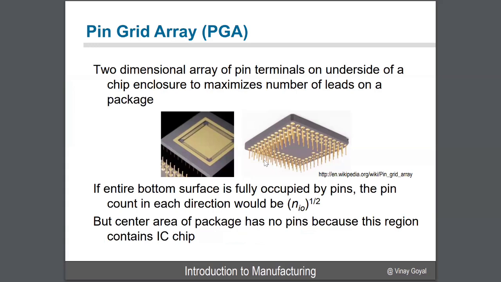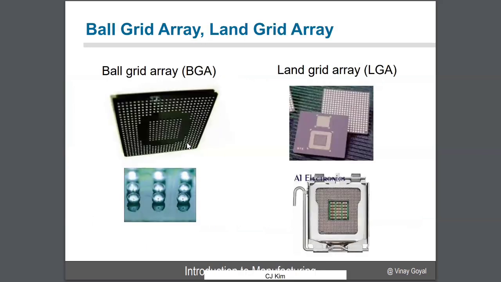In this case, you have the bottom surface fully occupied by pins, and then it's an N by N type, so it's a square. And the center doesn't have the pins because that's the region where the chip is at. So you can see the opposite side here on the left side. The ball grid approach and the line grid approach are shown on the left and right sides.